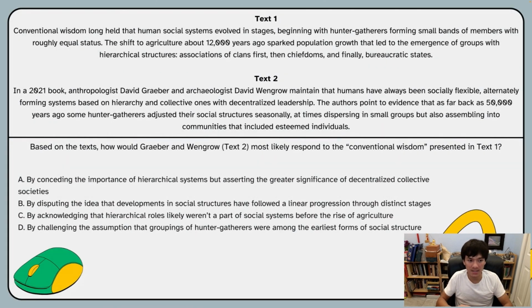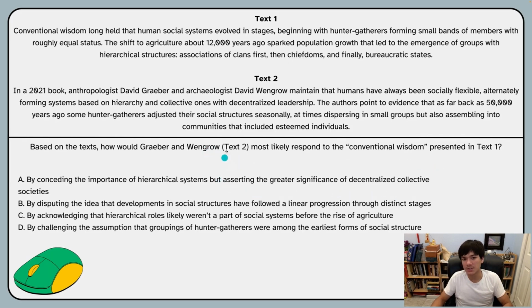The question is asking us, based on the texts, how would Graeber and Wengrow, Text 2, most likely respond to the conventional wisdom presented in Text 1? So let's look at some of the answer choices. A. By conceding the importance of hierarchical systems, but asserting the greater significance of decentralized collective societies. Let's think about this. A is saying that the authors of Text 2 would assert the greater significance of decentralized collective societies.